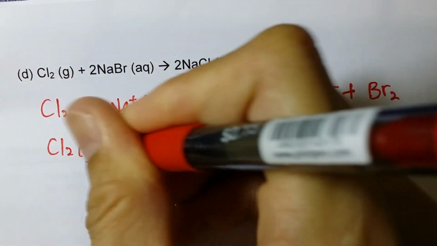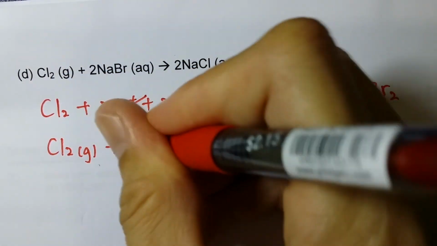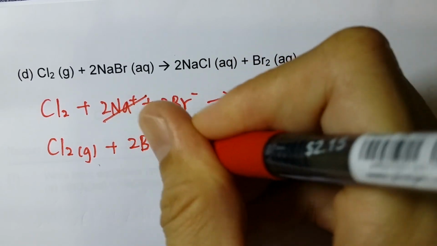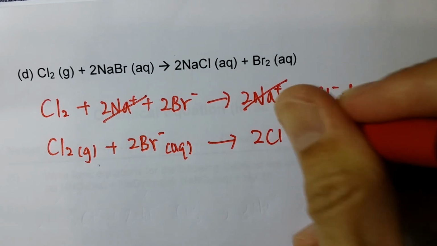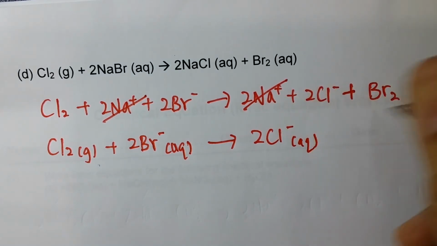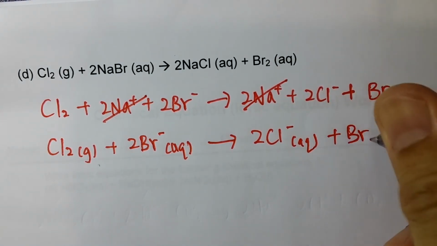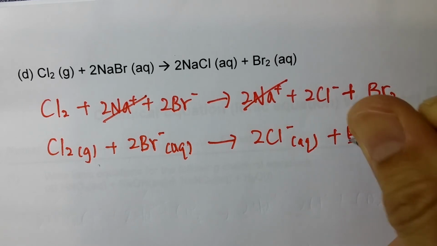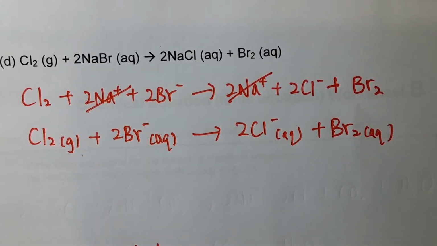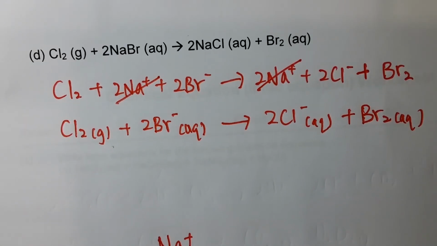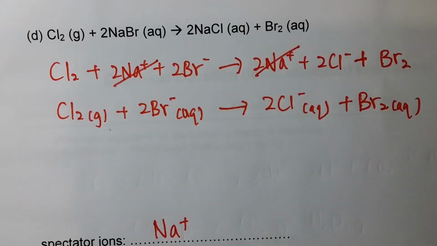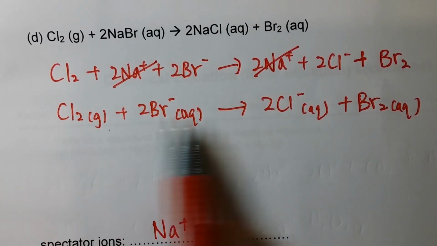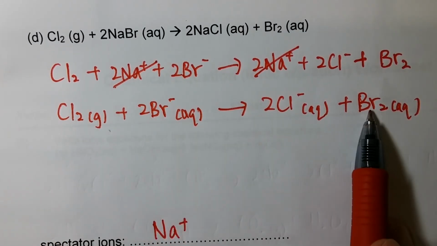Cl2 gas, 2 Br minus aq, 2 Cl minus aq, Br2 aq. So this is the ionic equation. Okay, double check. There are 2 Cl here, 2 Cl, 2 Br, 2 Br.